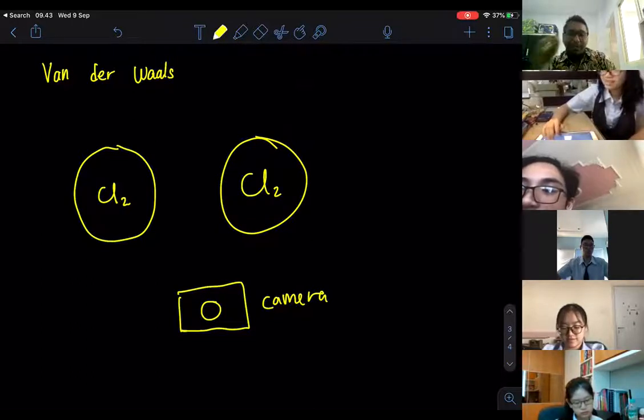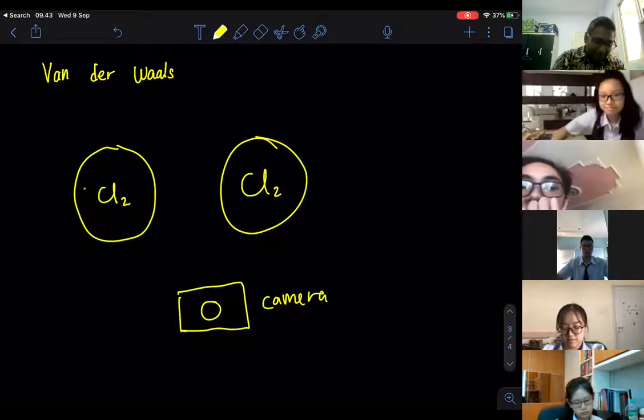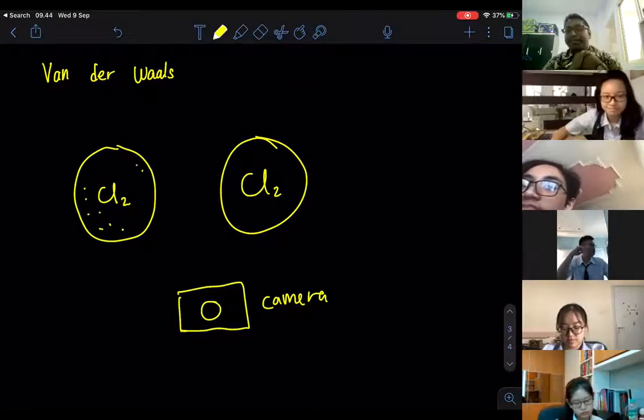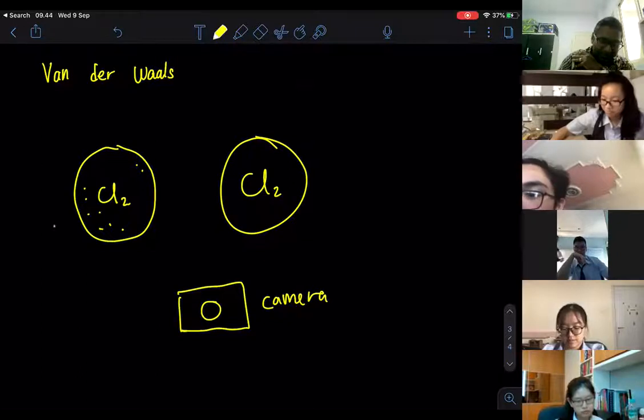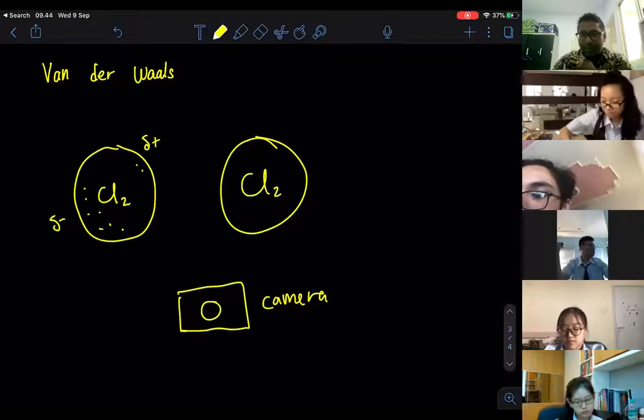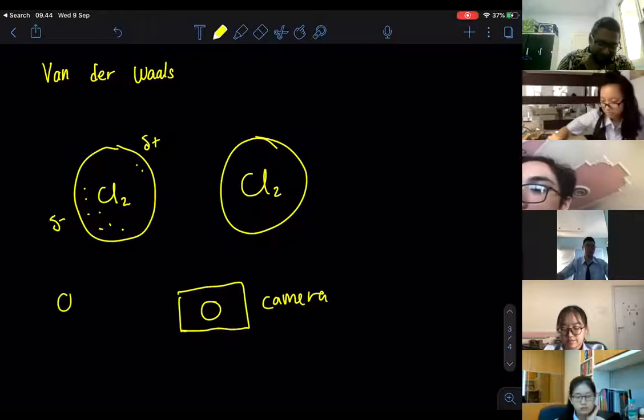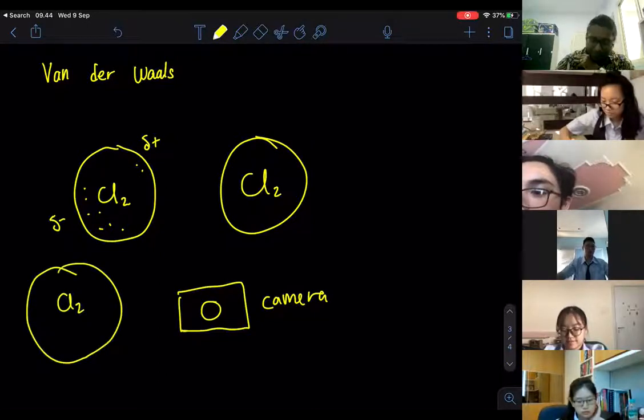At that moment, because the electrons keep on moving, at one particular moment the electron might be more towards here and less towards here. So automatically this one will be negatively charged, and this one is going to be positively charged. And at the same moment, imagine I bring the Cl2 over here, easier for me to show.